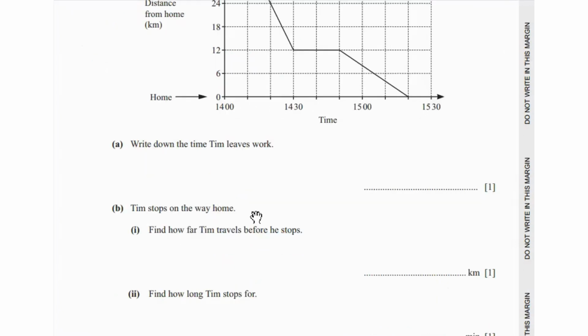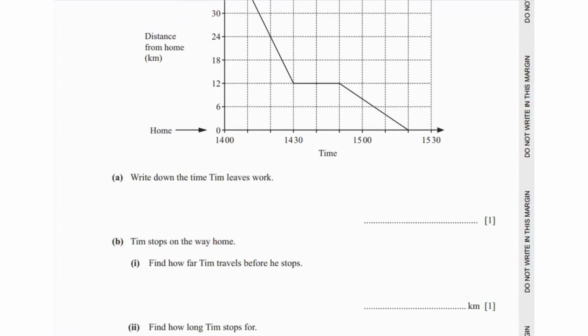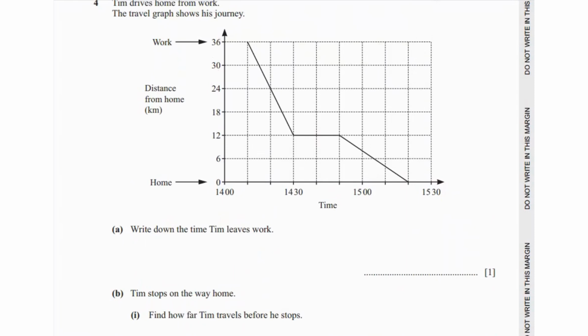Then Tim stops on the way home. Find how far Tim travels before he stops. The stopping point is over here where the distance is constant. He starts at a distance of 36 kilometers and he stops over here at 12 kilometers. If we subtract the two, that gives us 24. That is the distance he has traveled before he stops.